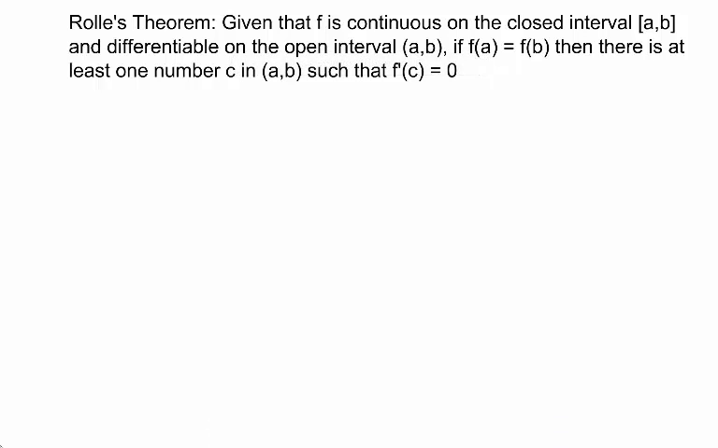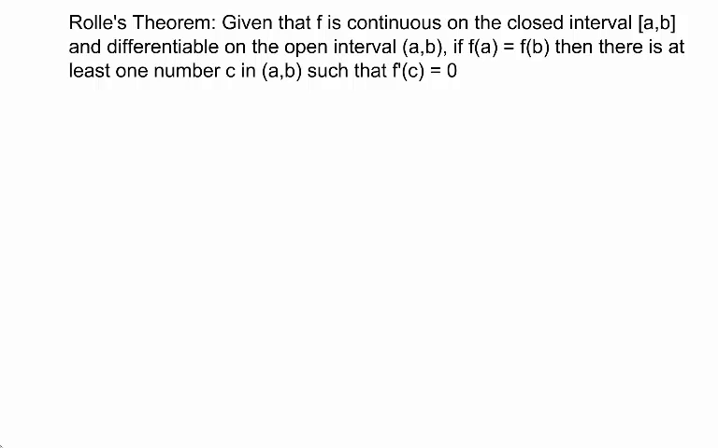Rolle's theorem. Given that f is continuous on the closed interval from a to b and differentiable on the open interval from a to b, if f of a is equal to f of b, then there is at least one number c in the open interval from a to b such that f prime of c is equal to 0.